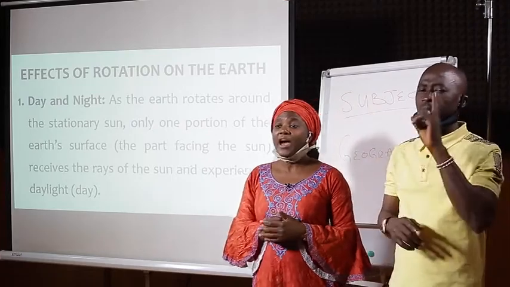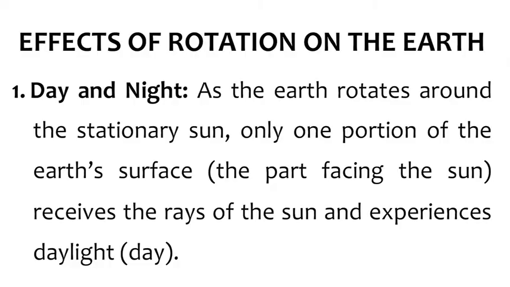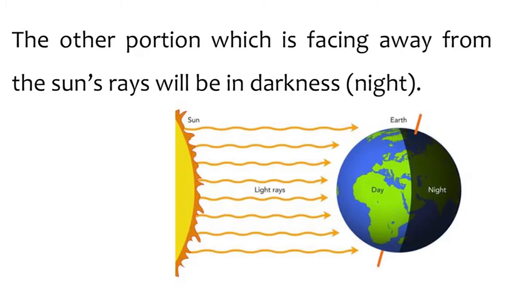What are the effects of rotation? Number one, we have day and night. As the Earth rotates around the stationary sun, only one portion of the Earth's surface, that is the part facing the sun, receives the rays of the sun and experiences daylight, while the other part that is not receiving the rays is facing night or darkness. If you're able to see the diagram, you will see that the part that is facing the sun is bright, while the other part that is not facing the sun is dark.